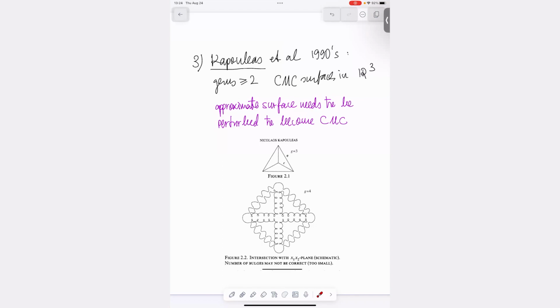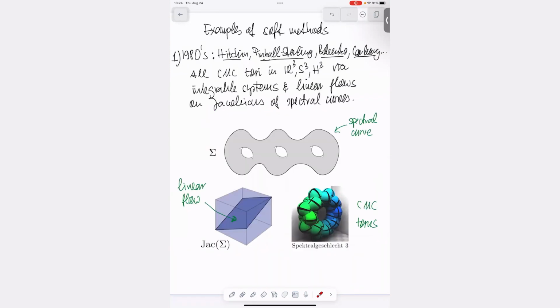Okay. So anyway, this is a gluing construction, if you like, and then you do perturbation analysis to prove that near this configuration there is actually a constant mean curvature one surface. So yes, this was the explanation of this. So what are soft methods?